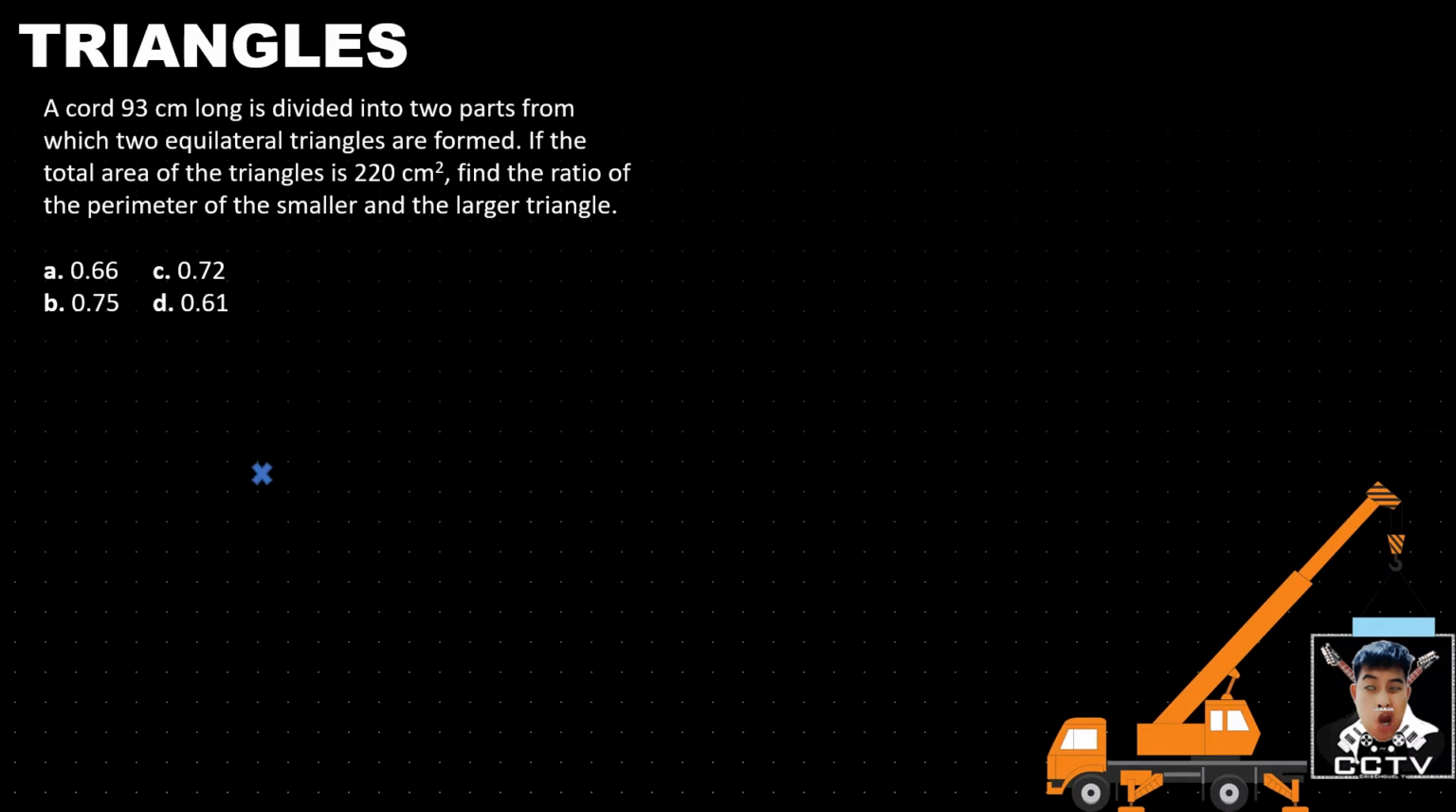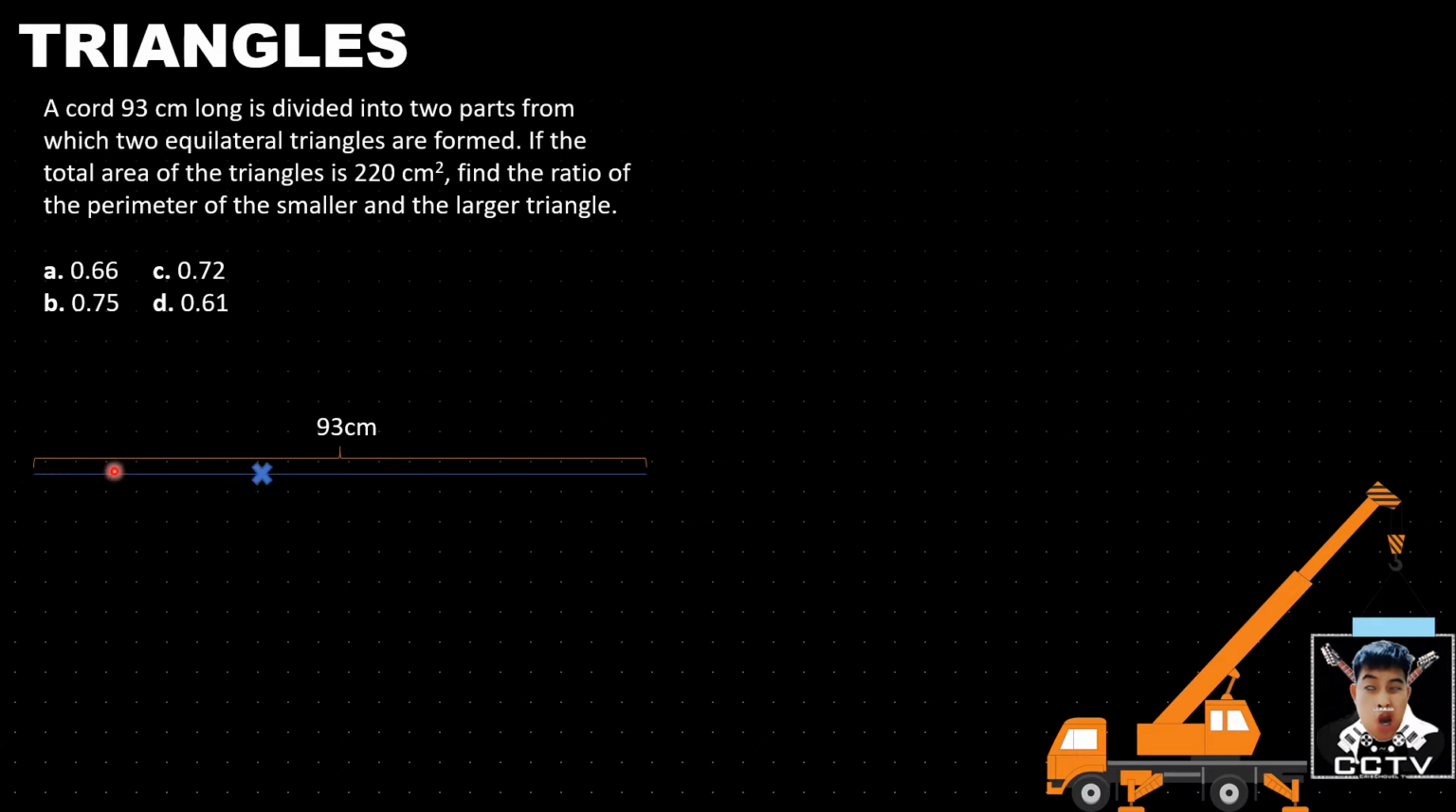Another example, a chord 93 centimeters long is divided into 2 parts, from which 2 equilateral triangles are formed. If the total area of the triangles is 220 centimeters squared, find the ratio of the perimeter of the smaller and larger triangle. Meron tayo ditong chord, which is 93 yan, 93 centimeters. Sabi dito is divided into 2 parts. So, we divided into 2 parts.